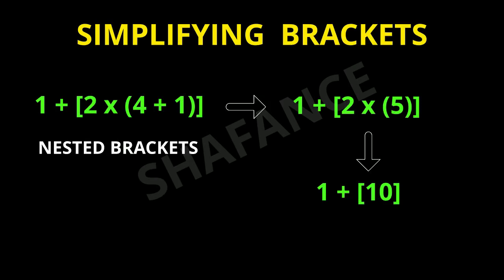So the equation we get is this. Now we have already done the operation inside the rectangular bracket also, so we can remove it. The answer we get is 1 plus 10, that is 11. So this is how we simplify the brackets.